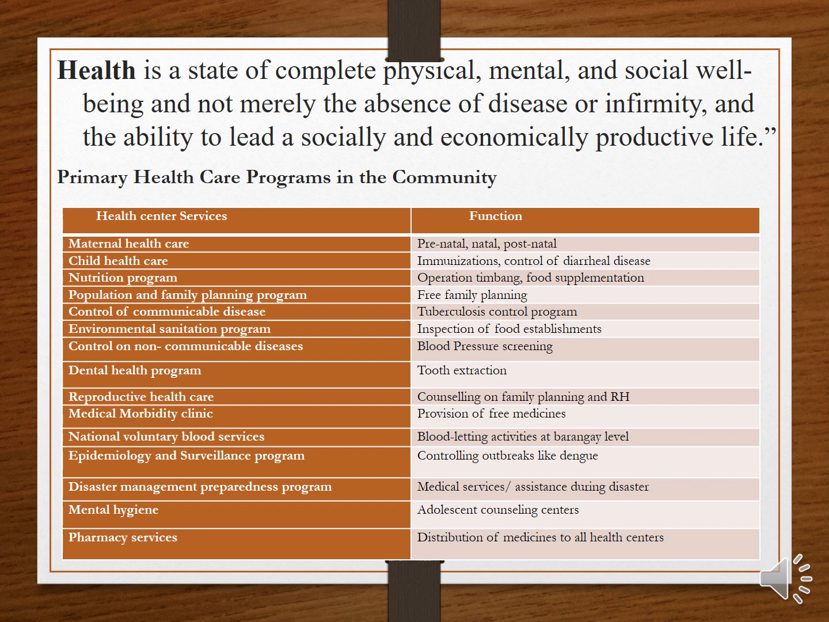and RH. Medical morbidity clinic: provision of pre-medicines. National voluntary blood service: bloodletting activities at barangay level. Epidemiology and surveillance program: controlling outbreaks like dengue. Disaster management preparedness program: medical service assistance during disaster. Mental hygiene: adolescent counseling centers. Pharmacy services: distribution of medicines to all health centers.